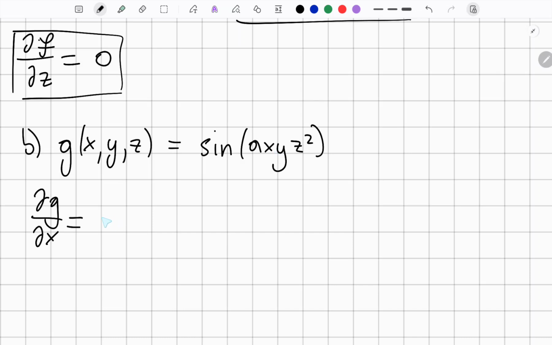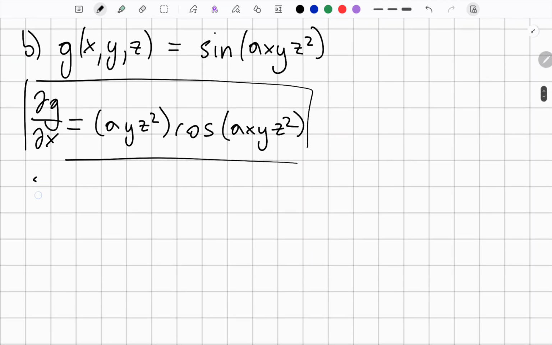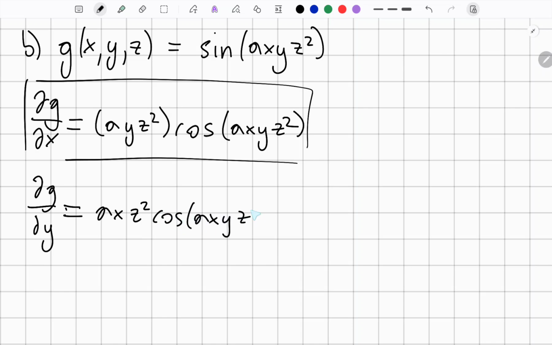Our x is here. We're going to take the derivative of the inside, which is going to be a y z squared with respect to x. That y z squared and the a are all constants in this case. That's how we're treating them. And then it's going to be times cosine of ax y z squared, just like you would usually take the derivative of sine. You'll notice a pattern here. Derivative with respect to y is just simply going to be ax z squared cosine of ax y z squared.